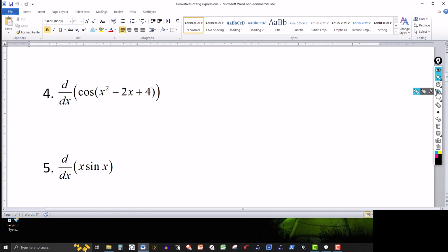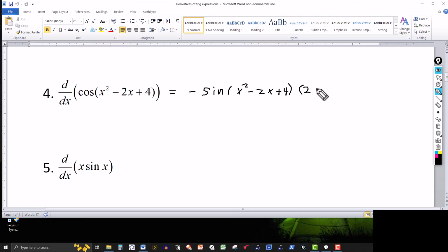Okay, for the next one, we have the derivative, and then we have the cosine of this trinomial here. So focus on the main function. The derivative of cosine is minus sine. That's the first part. And then this stays the same. This is still going to be x squared minus 2x plus 4. So you have to take the derivative of that trinomial, which will give me 2x.